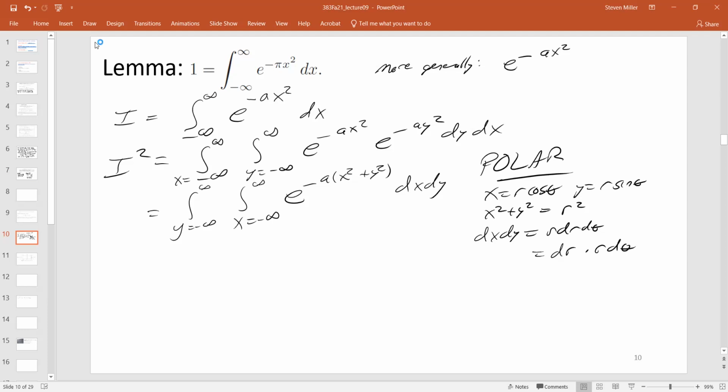D theta does not have length. R is in meters, dr is in meters, d theta is unitless, but r d theta is going to be an arc on a circle. And so this is the Jacobian of the change of variables.